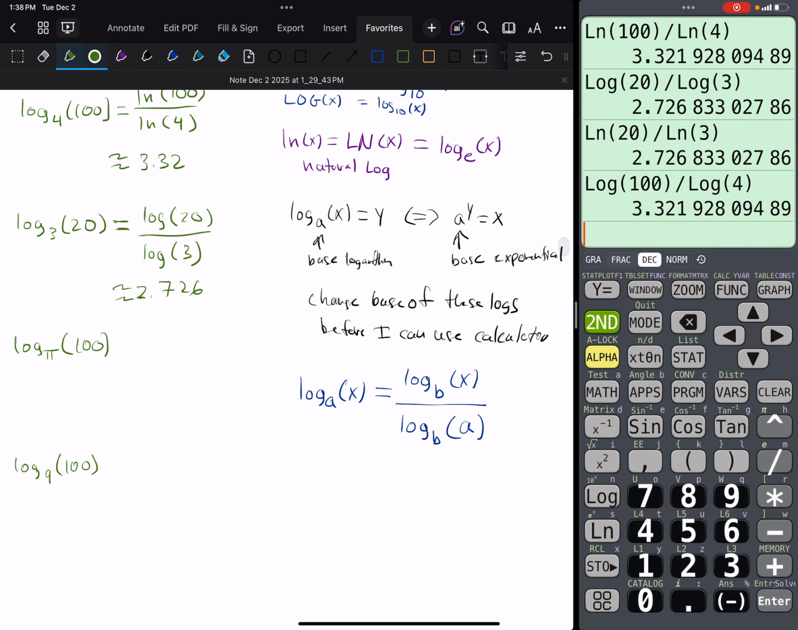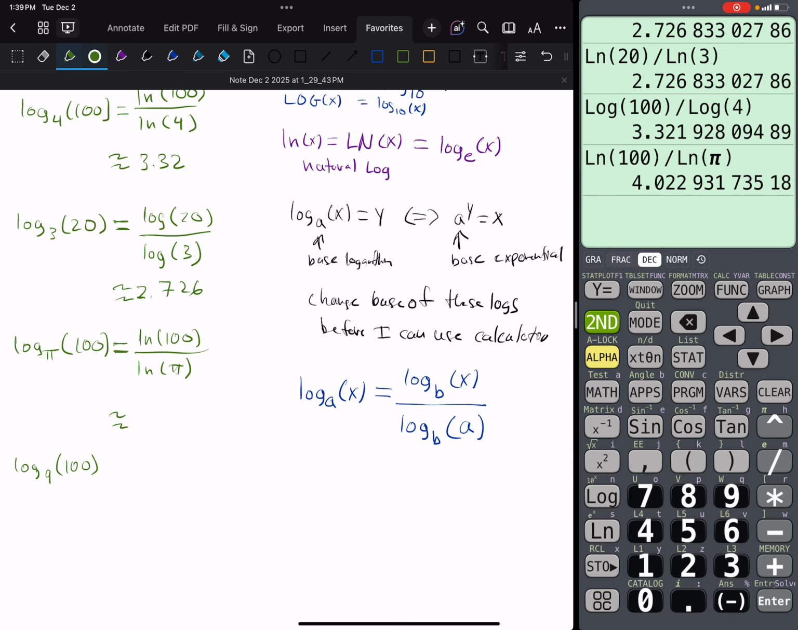This is particularly clear in an example like this one where I've got an irrational number for my base, because that's just not something we'd be able to do on a calculator, except that now I can say that this is the natural log of 100 divided by the natural log of pi. That's approximately 4.02.